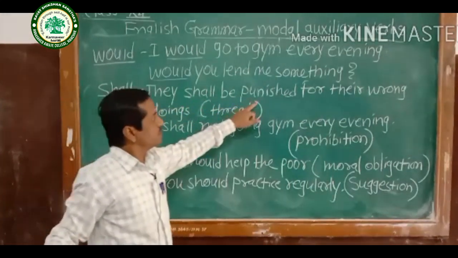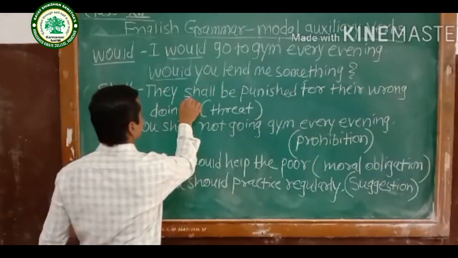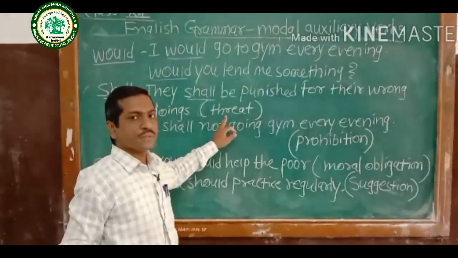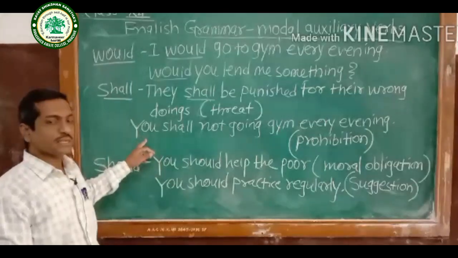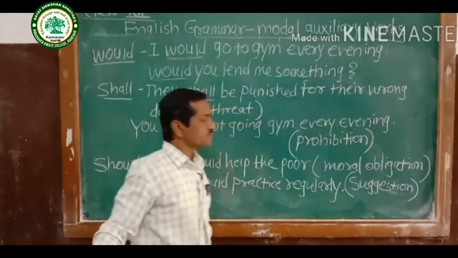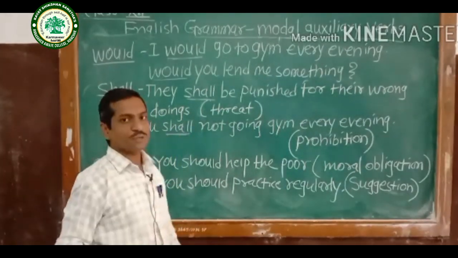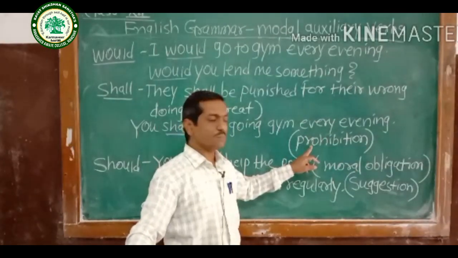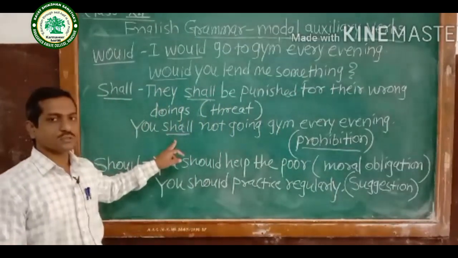They shall be punished for their wrongdoings. In this sentence, shall, this auxiliary verb, expresses threat. Now the next sentence, you shall not go to gym every evening. Okay, in this sentence, shall expresses a kind of prohibition, or you are prohibited from going to gym every evening. Prohibition is expressed by this modal auxiliary.